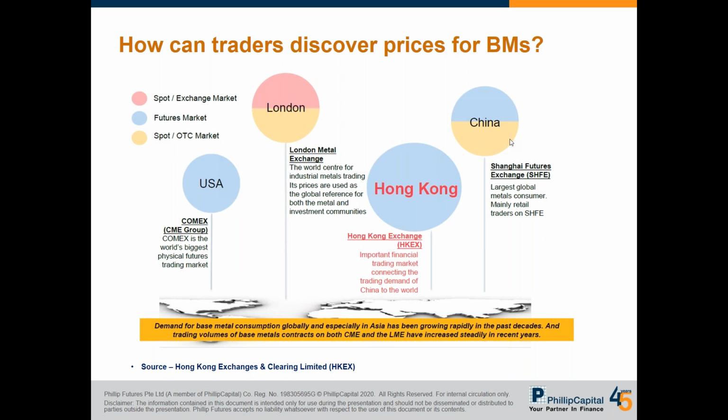So you will see there are 4 main exchanges. If we focus on exchange traded derivatives, we have, of course, in the US, the COMEX group, where they have the copper and the aluminium. We have, of course, China, SHFE, the Shanghai Futures Exchange, where they house all 6 of the base metal contracts.